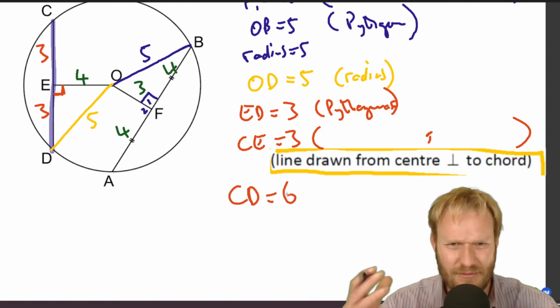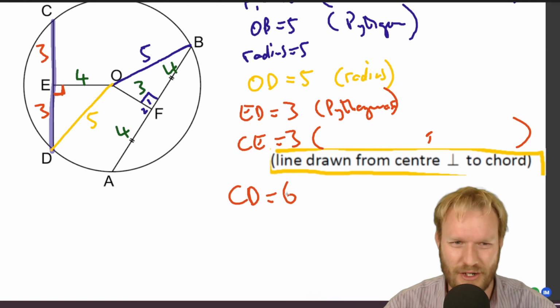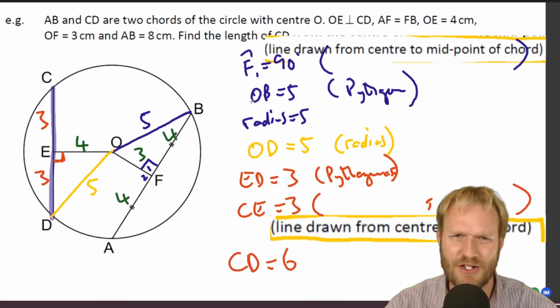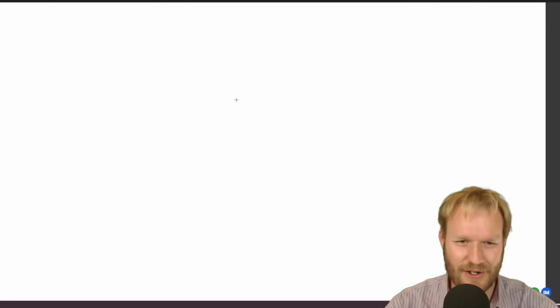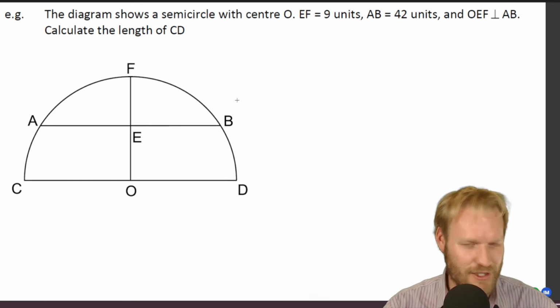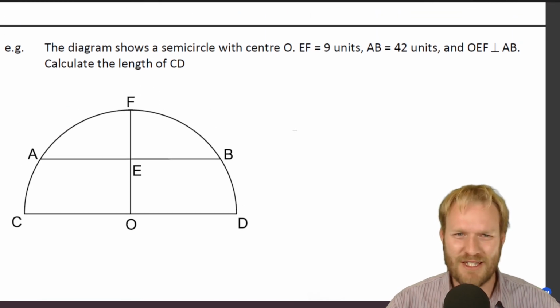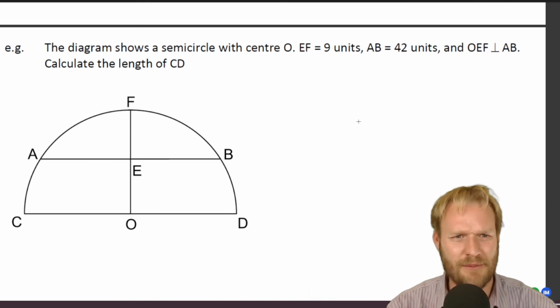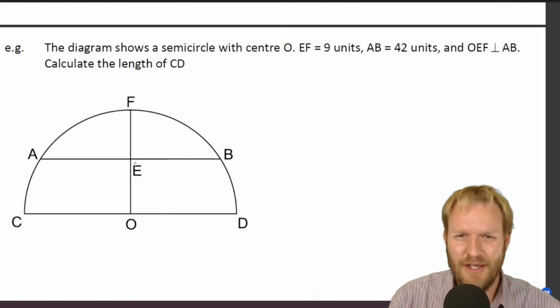Okay, so hopefully that gave the momentum of what we're trying to do as we went along, and we're jotting it down. Now, yes, next example, ready to go. I think you're ready. I'm going to head into the last one and go, the diagram shows a semicircle with center O and a whole lot of other information. Let's head into this.